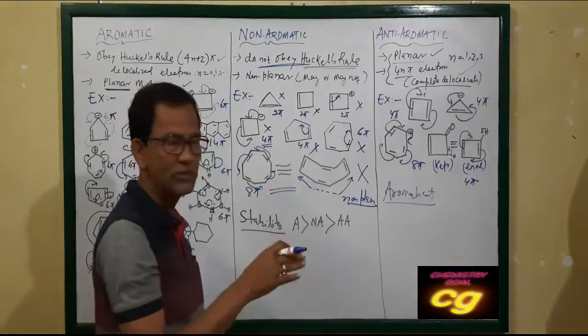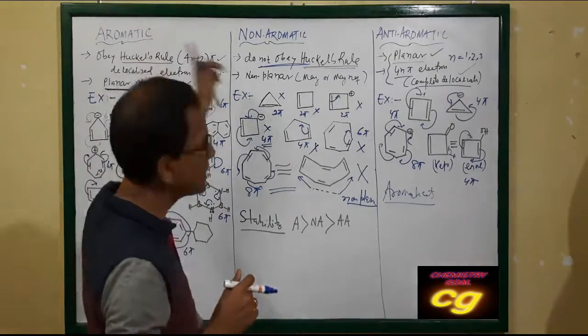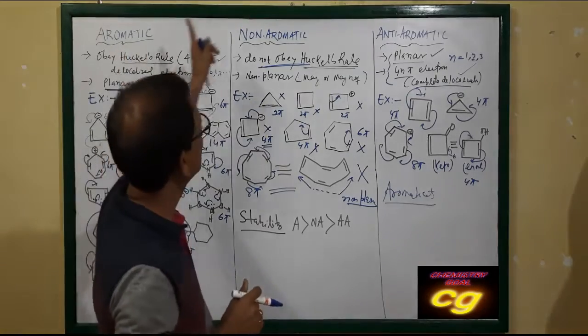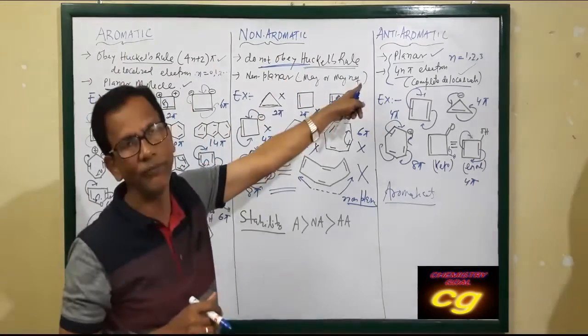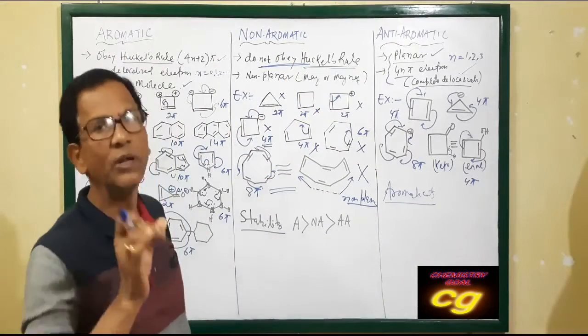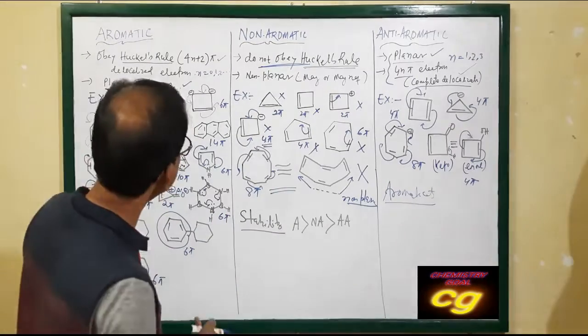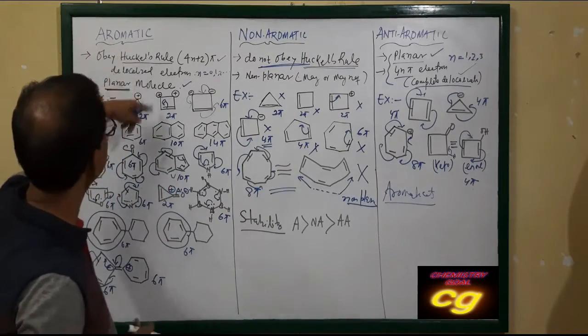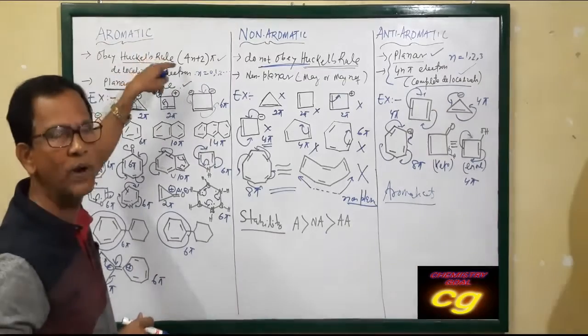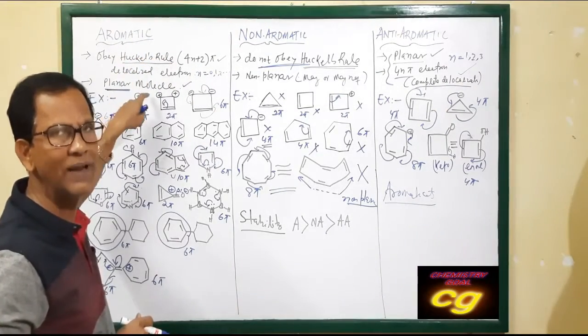So anti-aromatic, non-aromatic and aromatic are the different types of cyclic organic compounds. Cyclic compounds are of three types: aromatic, non-aromatic and anti-aromatic. They differ only in these particular properties. But if you see the stability, aromatic is most stable because it satisfies all the conditions: 4n plus 2 pi, Huckel's rule is satisfied, and the molecule is planar.